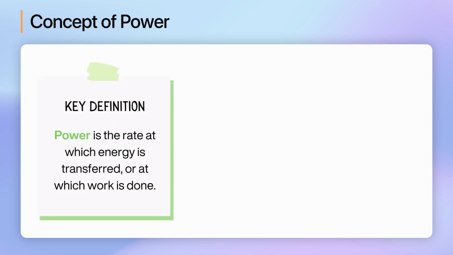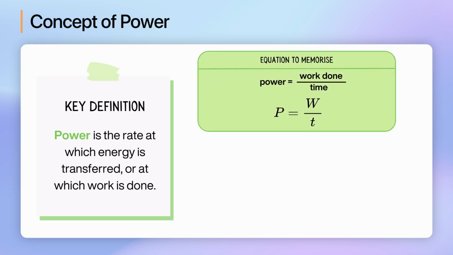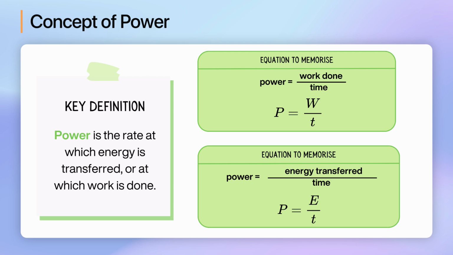Mathematically, we define power as the rate at which work is done or energy is transferred. The formula for power is power equals work done over time taken. Or we can use the formula power equals energy transferred over time taken. With this, we can see that power increases if more work is done or if the work is done in less time.